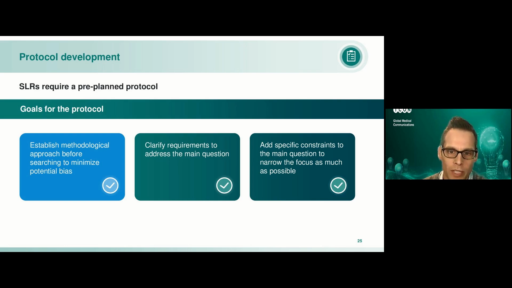It's also important because it can help clarify the requirements that you're going to need to address your main question. And the protocol also can be used to set specific constraints to the main question so you can narrow your focus. This is going to help you manage scope. You'll be able to do it faster and hopefully cheaper.